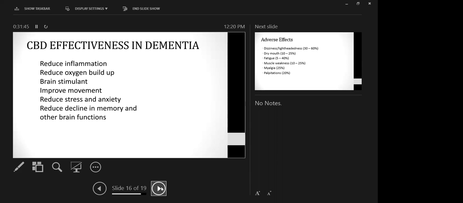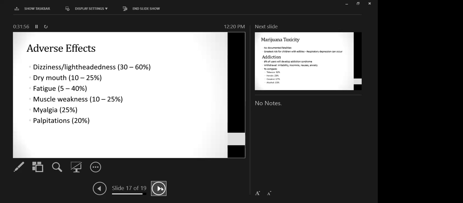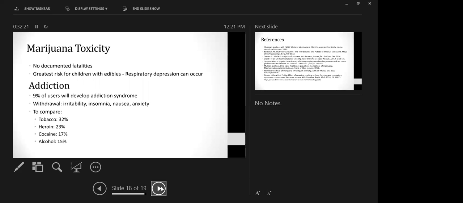So that's what they're looking into: are there benefits for somebody with dementia getting some CBD or THC use? So, some adverse effects: 30 to 60% report dizziness and lightheadedness. I mean, that's a pretty significant number. Dry mouth, fatigue, muscle weakness, myalgia, and palpitations. So those are some of the things that we can see when we're using these products. And of course, not everyone is going to have those issues.